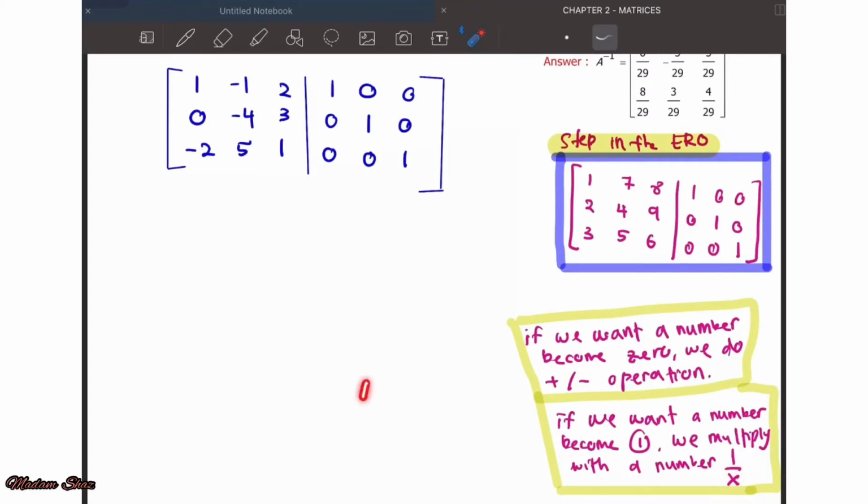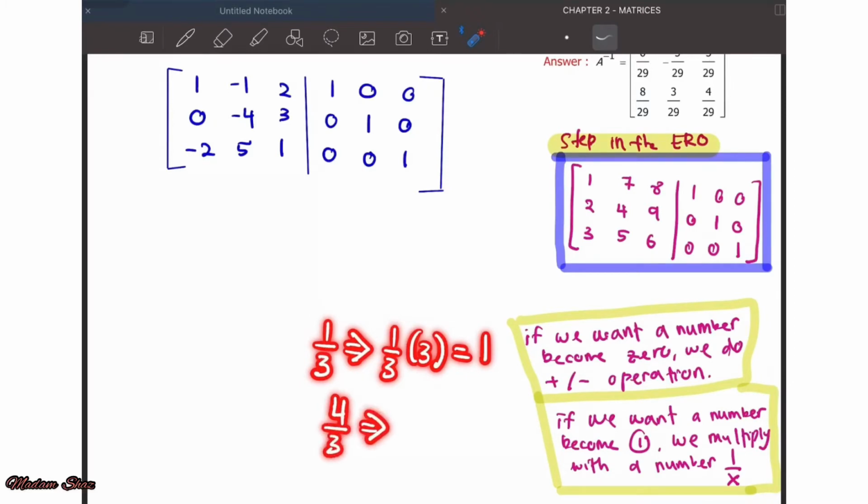So let's say we have 4. We want to make 4 become 1, so 4 should be multiplied by 1 over 4. If we have 1 over 3 and want to make it become 1, 1 over 3 should be multiplied with 3 so that it will become 1. If we have 4 over 3 and want to make it become 1, 4 over 3 should be multiplied with 3 over 4 so that it will become 1. This is what I mean by multiplying with a number 1 over x.